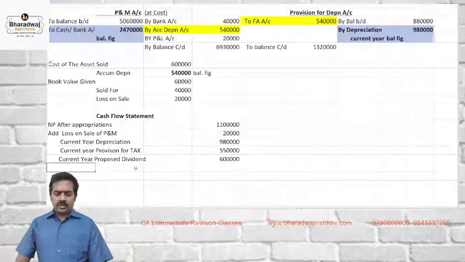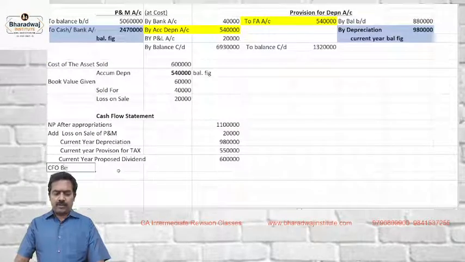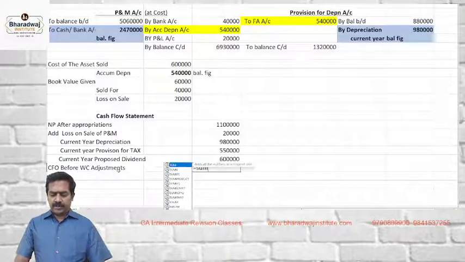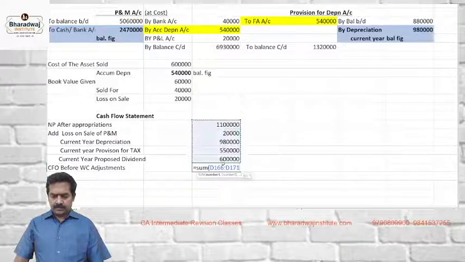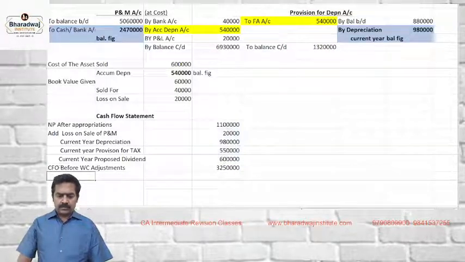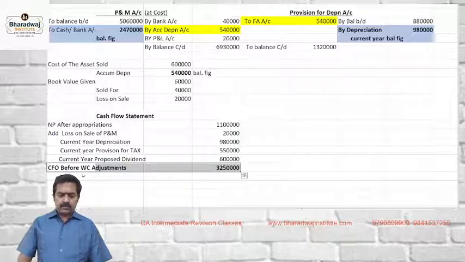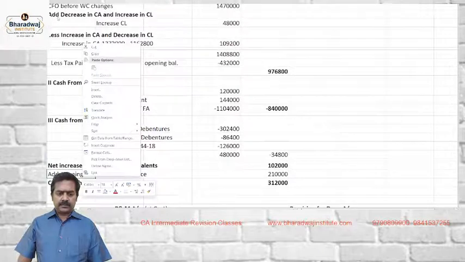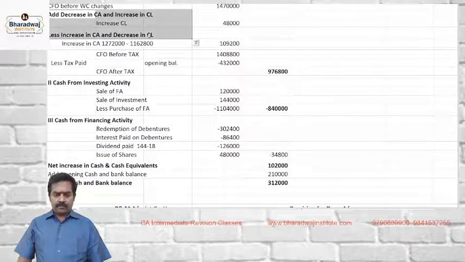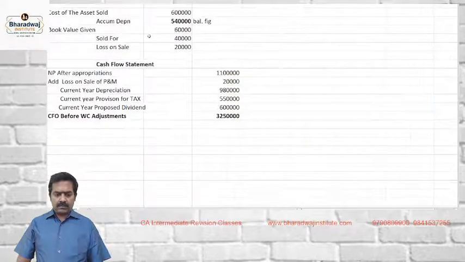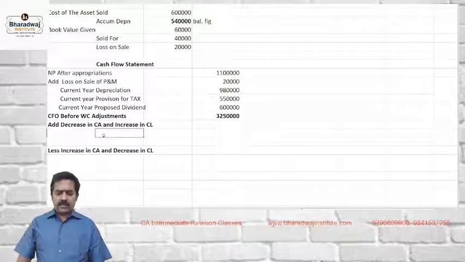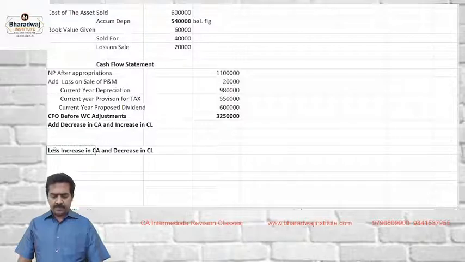No other thing, right? So this will give us what? CFO before working capital adjustments. No non-operating incomes also. Then adjust for working capital changes. Tell me this part.